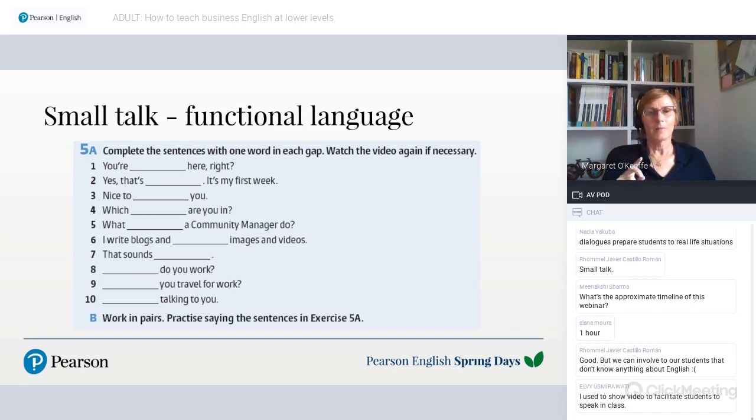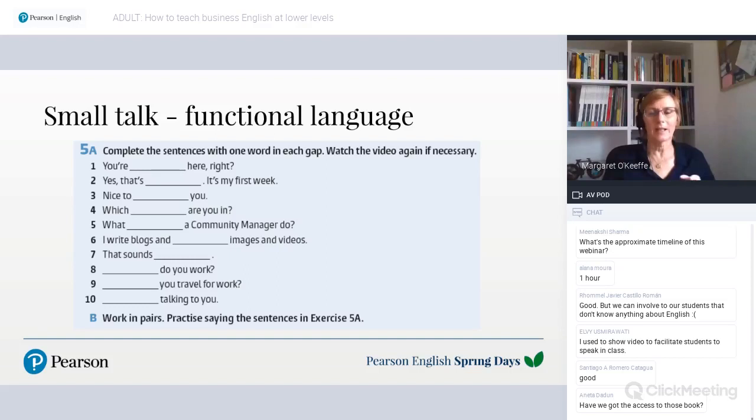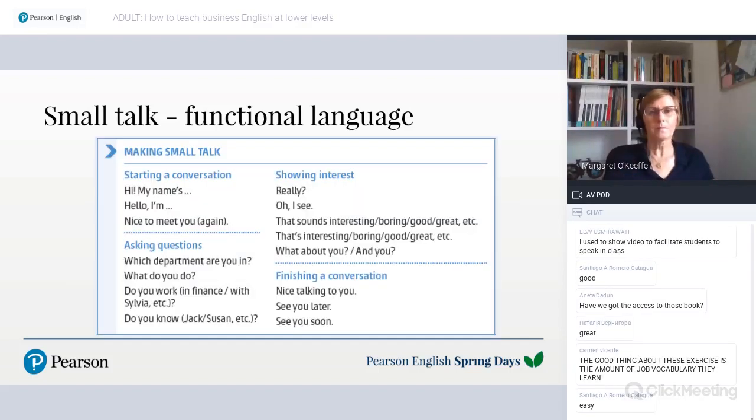Okay. Now, what's interesting about these little functional language items is that they're very, very generative. So if we look at number 7 here, we can put a whole number of different adjectives in there, and that becomes very personalized for students when they're doing their own activities, that they get to use their own ideas in those phrases.